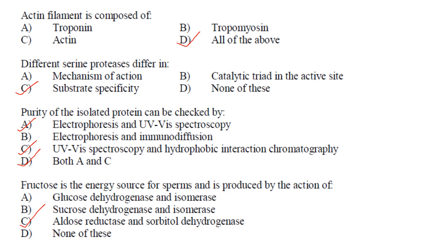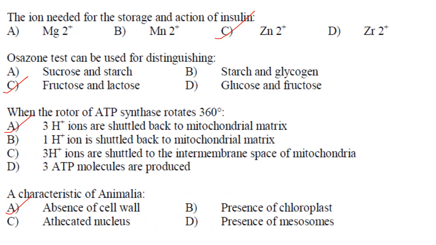Then fructose is the energy source for sperms and is produced by the action of. Fructose is secreted from the seminal vesicles and the accessory sex glands. It is the carbohydrate source in the seminal plasma and is essential for sperm motility. So it is produced by the action of aldose reductase and sorbitol dehydrogenase. Answer is option C.